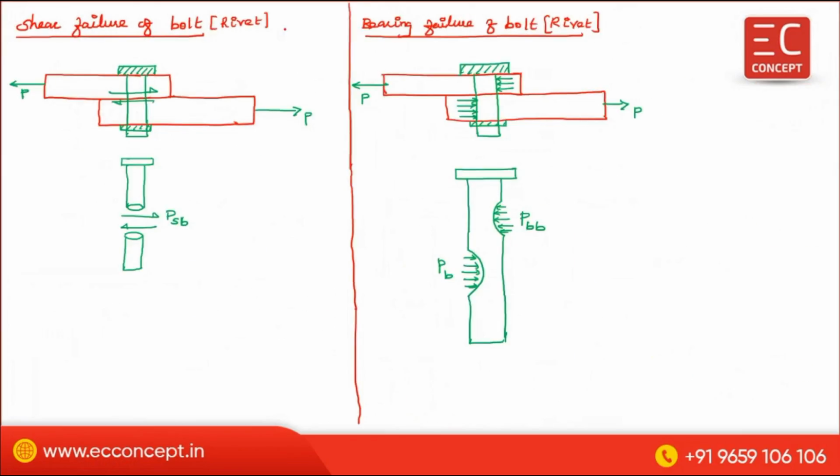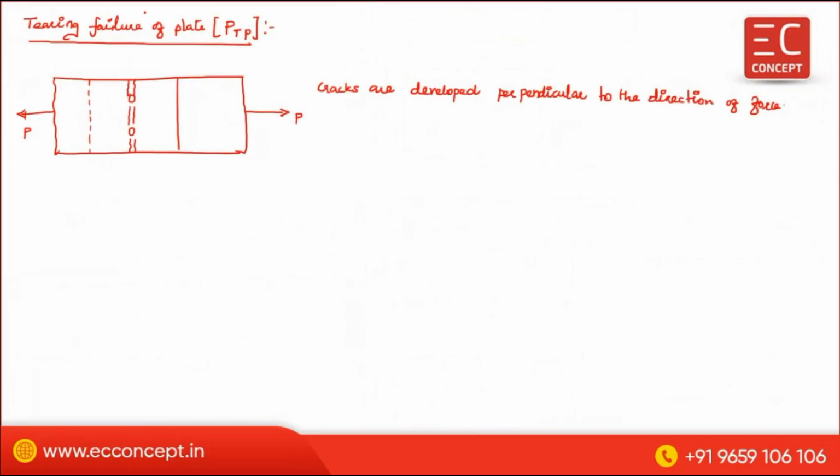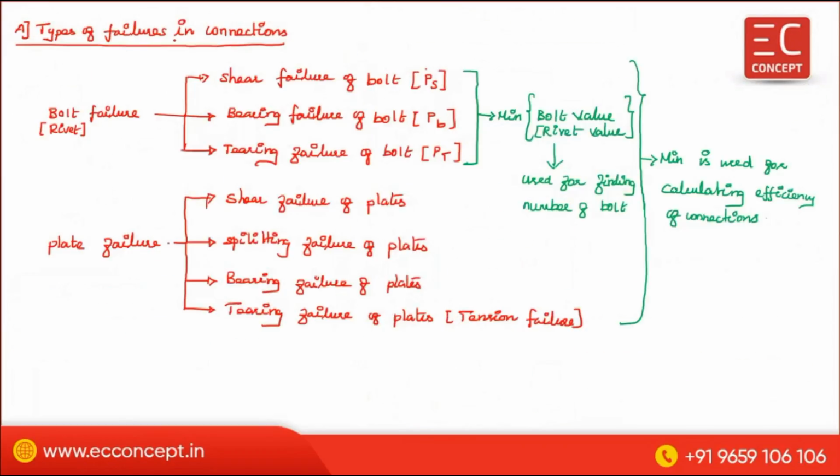So this is failure 1, 2, 3. These three are the failures of the bolt. 1, 2, 3, 4. These four are the failures of the plate. And as I said earlier, for design efficiency calculation, you have to take the minimum of these 7. For calculating the bolt value, meaning the strength of a single bolt, you have to take the minimum of these 3. If you want to find the number of bolts, then you need the bolt value, and by using that bolt value you can calculate the number of bolts.